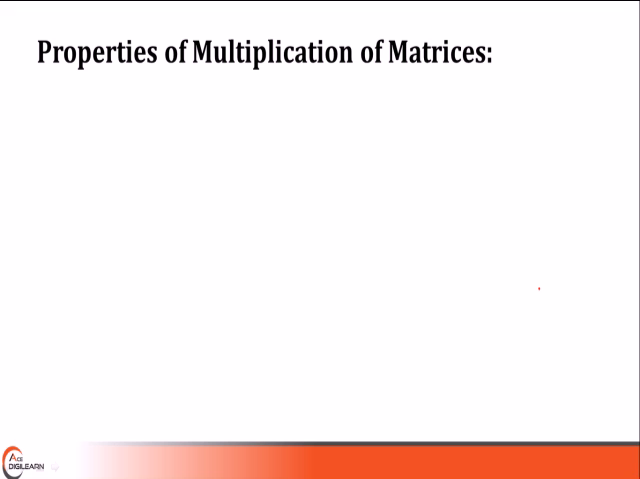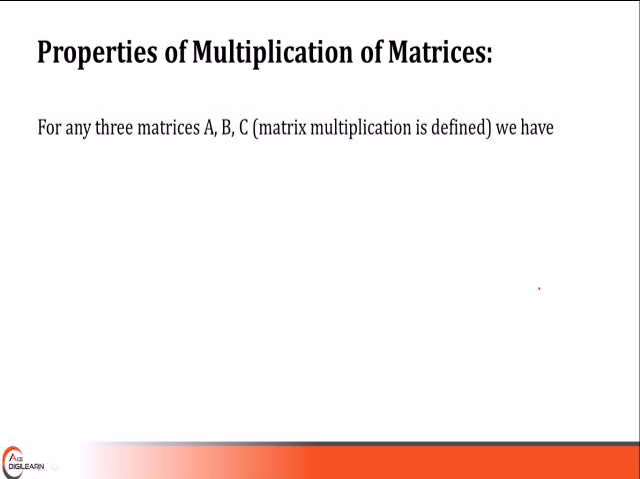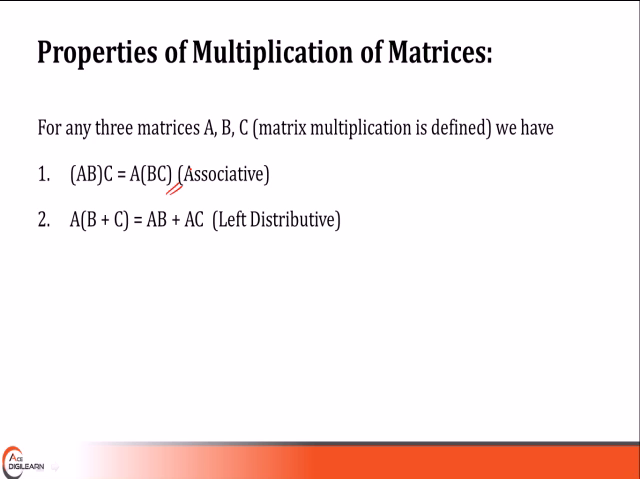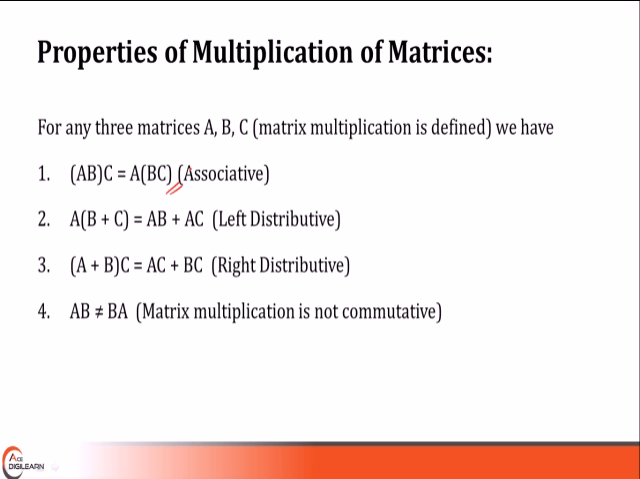So properties of multiplication of matrices. Let us take A, B, C, 3 matrices where multiplication is defined. First property, matrix multiplication is associative, which is AB into C equals A into BC. And distributive property: A into B plus C equals AB plus AC, which you can call the left distributive property. And next, right distributive property: A plus B into C equals AC plus BC.